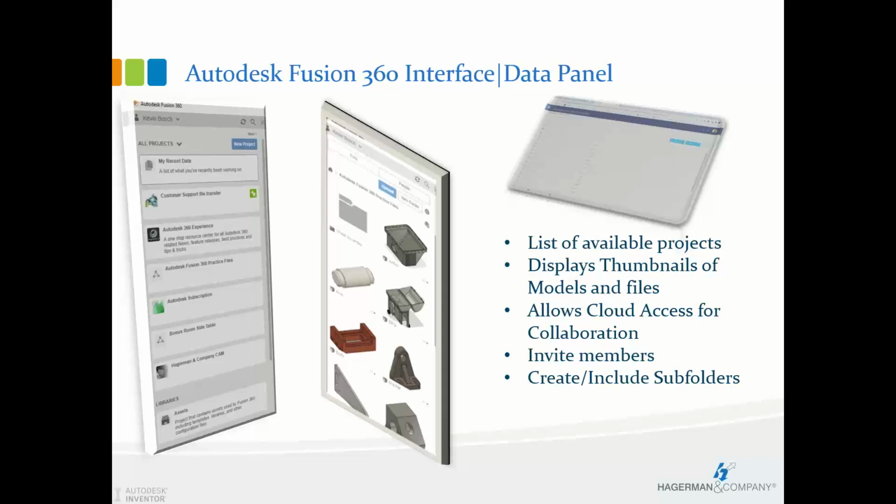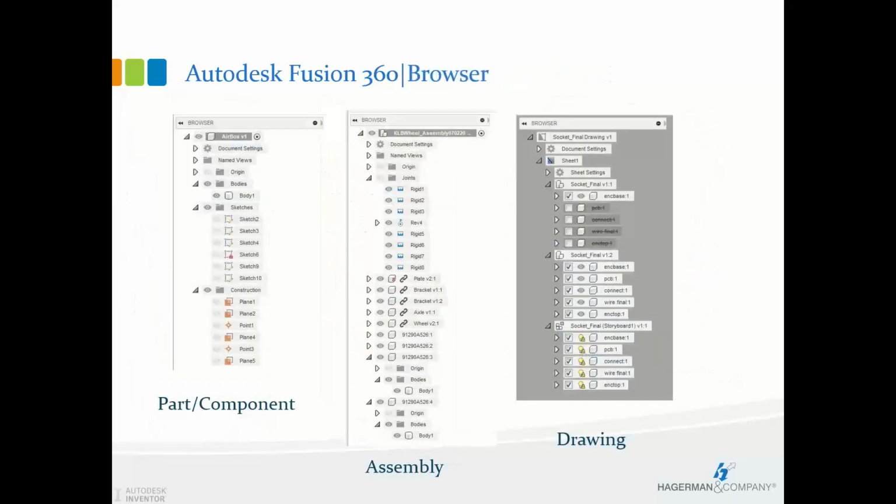That data panel, as we mentioned, gives you a list of all the different projects, and then as you get into a project, you can display thumbnails of that project, or you can limit it to a list of the different items within that project, the different components, model files, and so on. This does allow cloud access for collaboration, so you can invite other members inside and outside of your organization. And you have the ability to organize your files within subfolders that you can create.